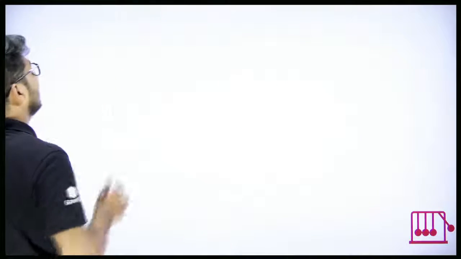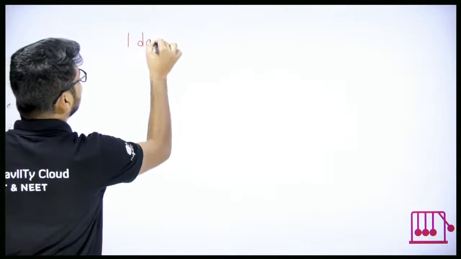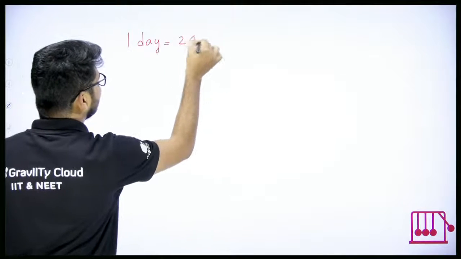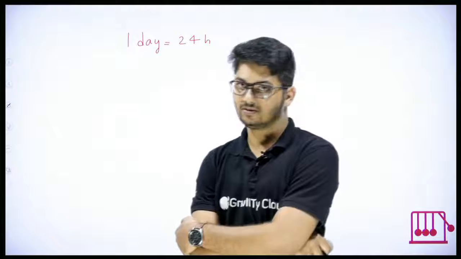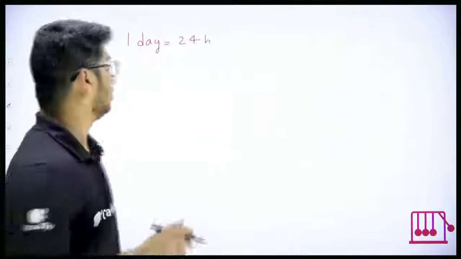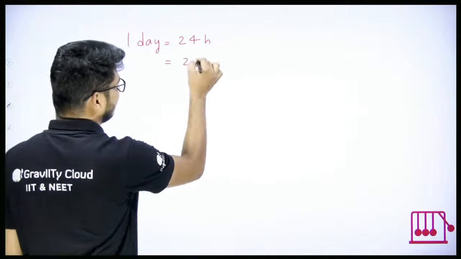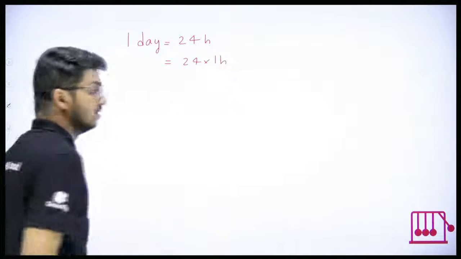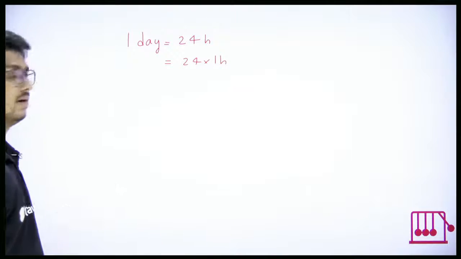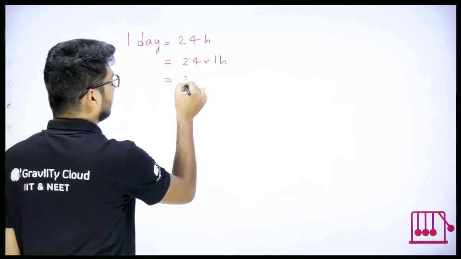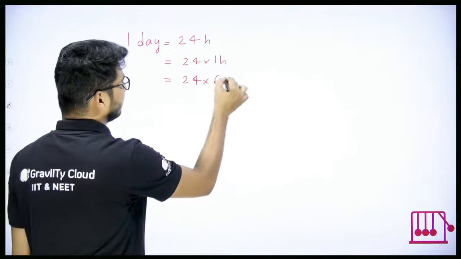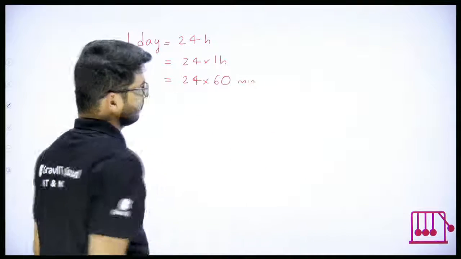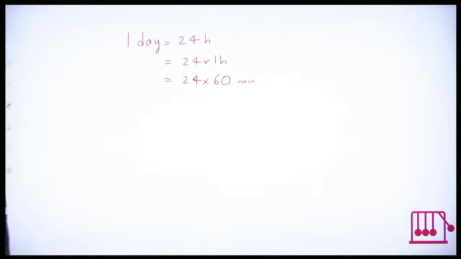Do we have anything else? We have a day. What is 1 day equal to? 1 day is equal to 24 hours. In 1 day we have how many hours? 24 hours. Okay, good. Then can I write this as 24 into 1 hour? 24 into 1 is 24, my mistake. And what is 1 hour? 1 hour is 60 minutes.